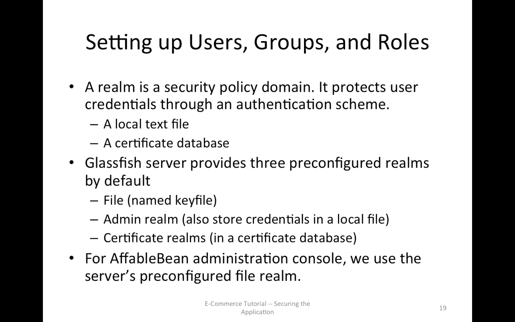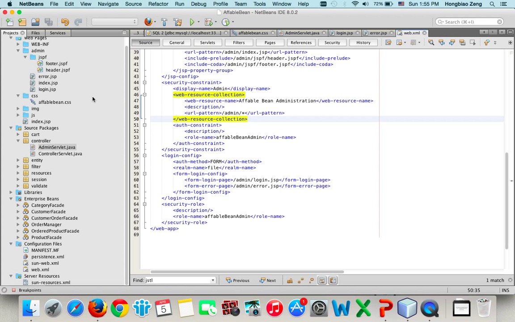For the FootballBean administration console, we use the server's pre-configured file realm. So in the next part, we will follow the three steps we discussed before to do so. First, we create users and or groups on the server. Then we define roles in the application. Then we map roles to users and or groups. Let's do our first step, create users and or groups on the server.